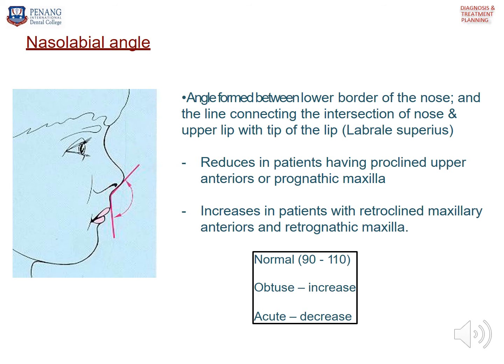This angle is normally 110 degrees, or between 90 degrees to 110 degrees. It reduces in patients having proclined upper incisors or prognathic maxilla, and it increases in patients with retrognathic maxilla or retroclined maxillary anteriors. So when the nasolabial angle is increased, it is called obtuse nasolabial angle, and when the nasolabial angle is decreased, it is called acute nasolabial angle.